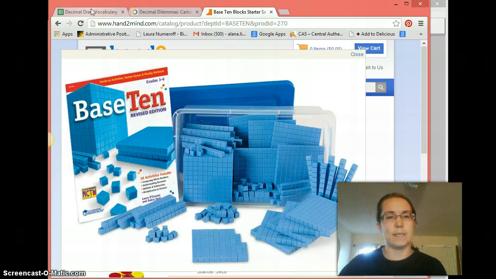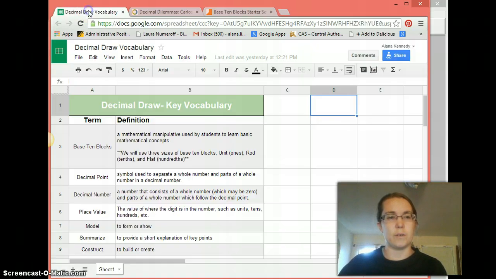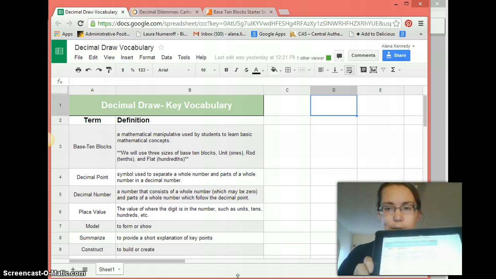One of the things that I did to help students with the key terms was create a decimal draw vocabulary sheet. I shared this through Google Docs. Each child in our district has an iPad. We also have district email, which is our 443 mail, and so I was able to create a student list and then share the link to this document with all the students in our class before class actually started, so they were able to open up the decimal draw vocabulary on their iPad.